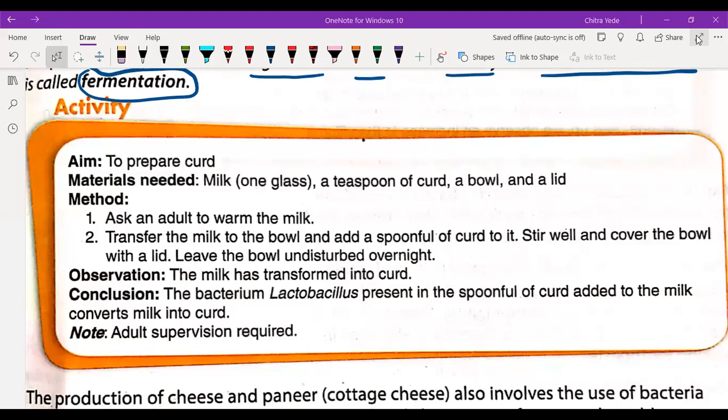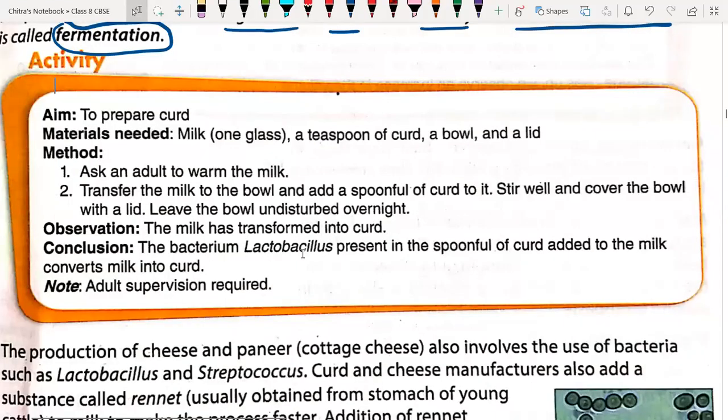Okay, so now we are going to perform one activity. You can perform that activity at your home also. In this activity, we are going to prepare curd from milk. What is the name of the activity? To prepare curd from milk.